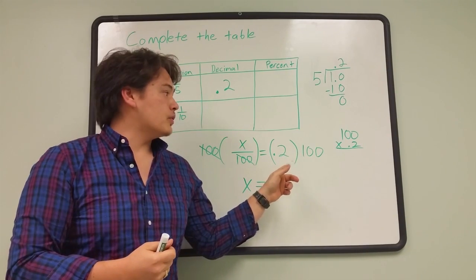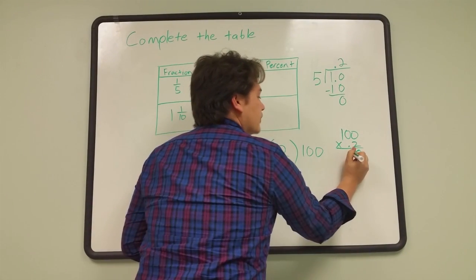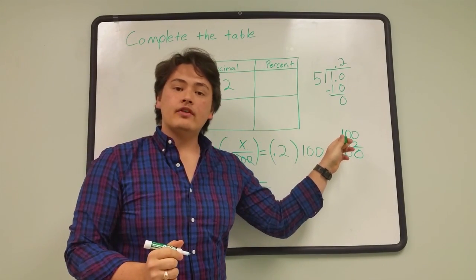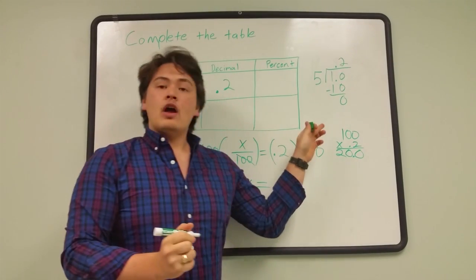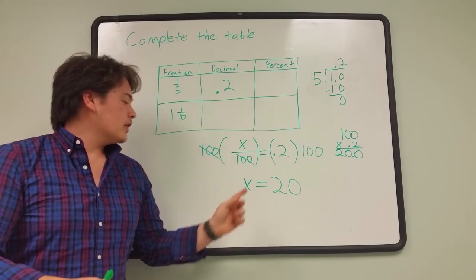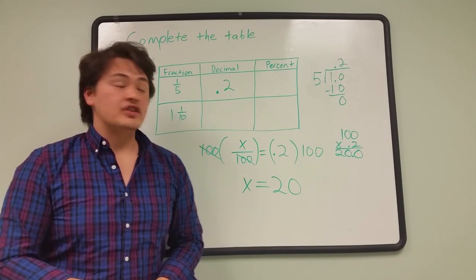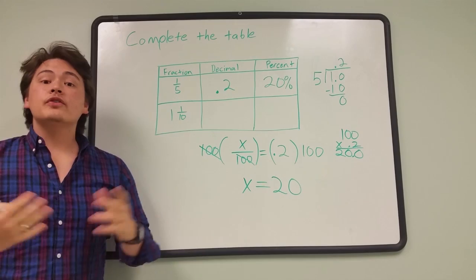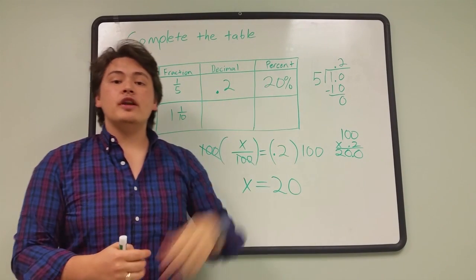100 times 0.2 is going to be this. 2 times 0 is 0. 2 times 0 is 0. And 2 times 1 is 2. And we have one number behind the decimal point, so I'm going to put one number behind the decimal point. So in this case, 100 times 0.2 is going to give me 20. So we found out that x equals 20. And in this case, we just found out what the percentage is. So the percentage of 1 over 5 is 20%. So 1 over 5 is equal to 0.2, which is equal to 20%.